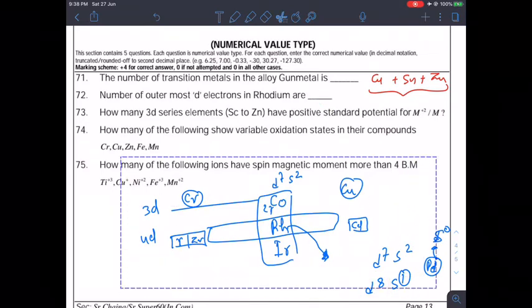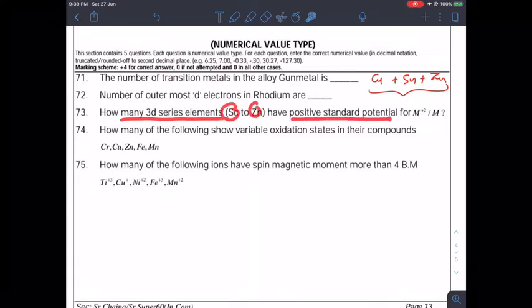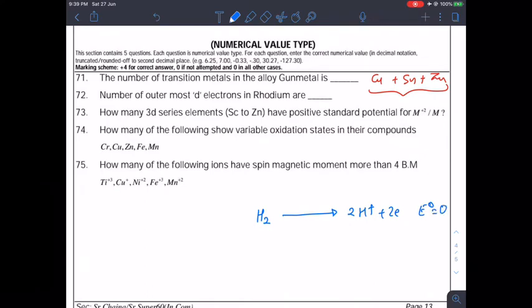Moving to the next question. How many 3d series elements from scandium to zinc have positive standard potential for M2+ to M? Now, if you remember, standard potential means we are measuring the tendency of oxidation or reduction with respect to the standard hydrogen electrode, that means H2 to 2H+ plus 2 electrons, whose standard value is assigned as 0. Right. So we compare with this.